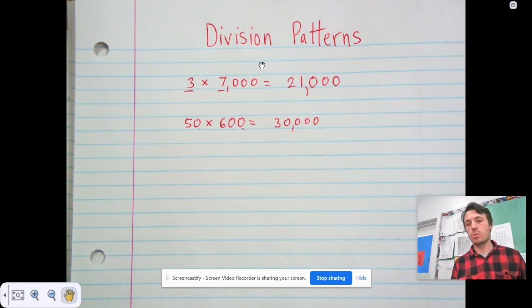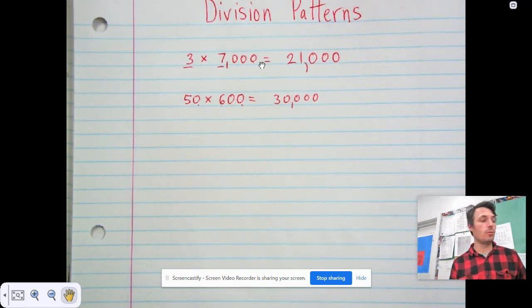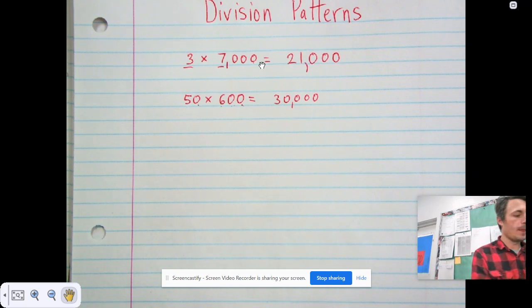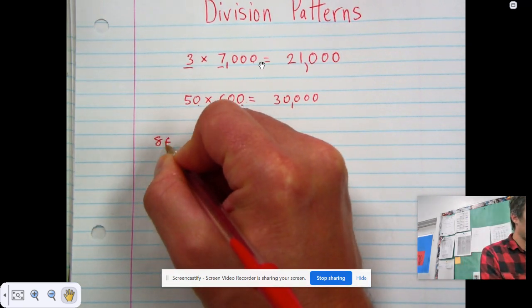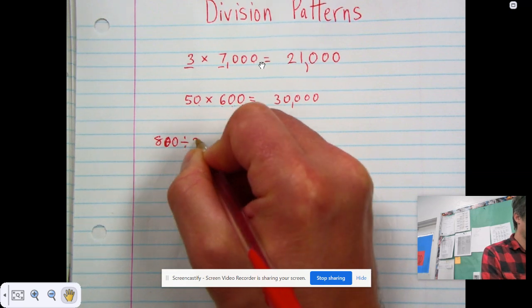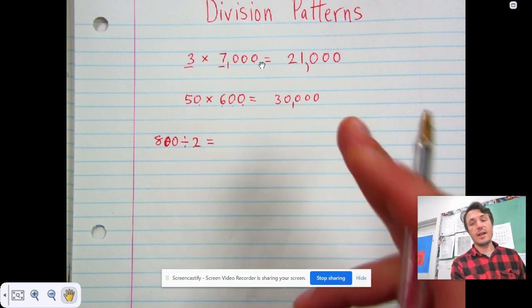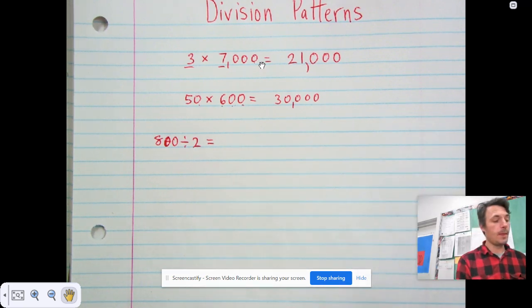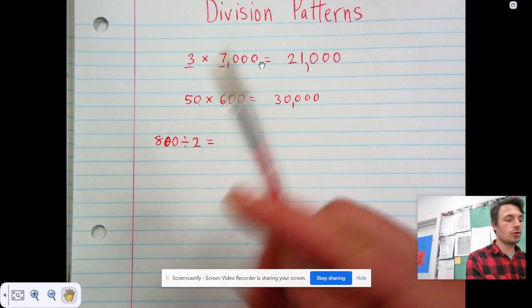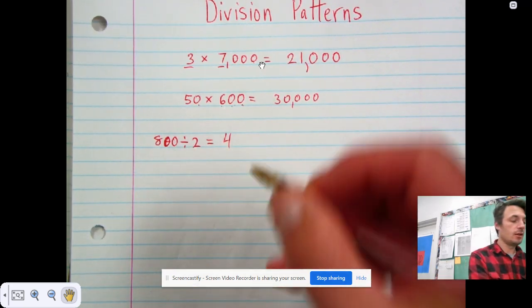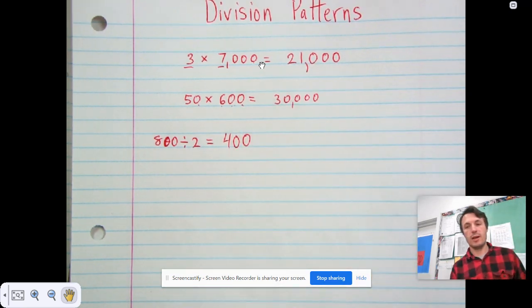So the best way for me to show you how to do it with division is just to go over some examples with you. Again, today's lesson is division patterns, and we're going to look at what some of those patterns are. Let's say we have 800 divided by 2. This one works the exact same way as the multiplication one. You can just do the 8 divided by the 2. That equals 4. And then you take the 2 zeros from the dividend and you add them into the quotient. So that one's the same.